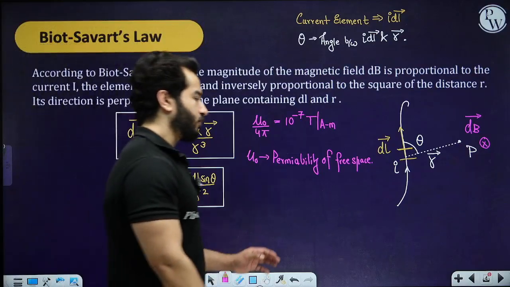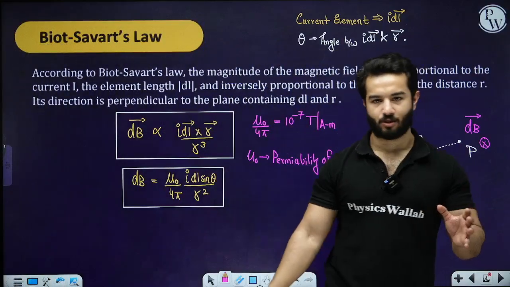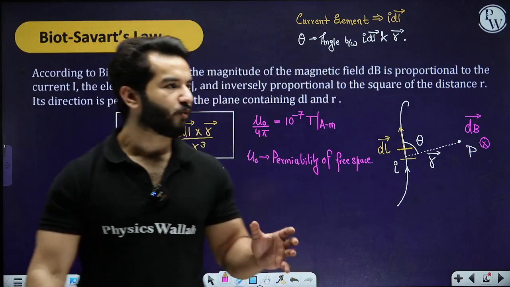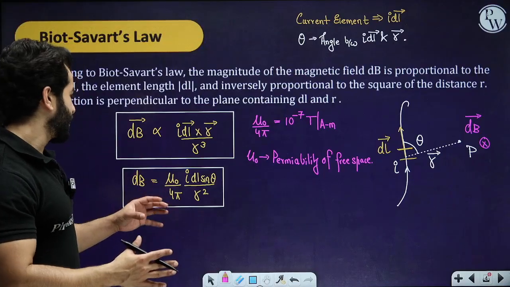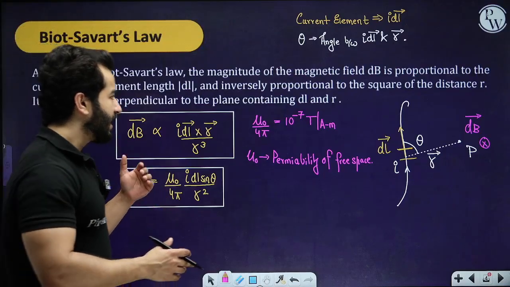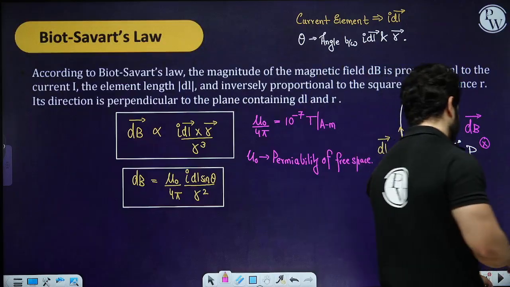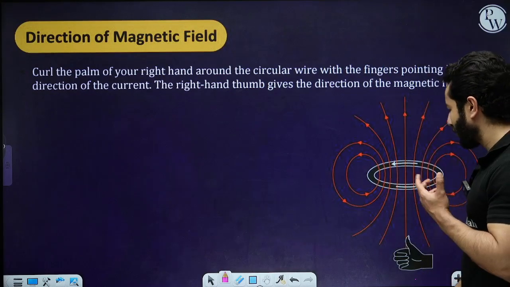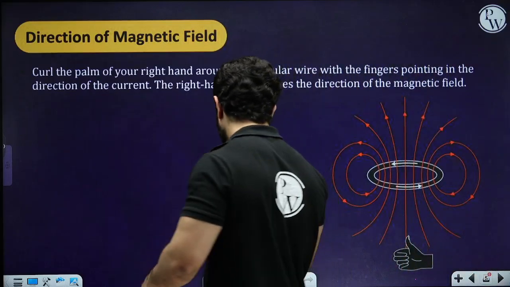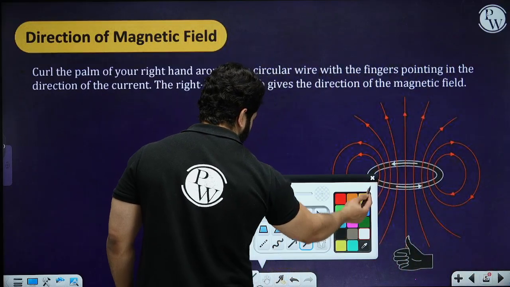So we have completed Biot-Savart's law. That's all what Biot-Savart's law stands for. We have already explained the cross product rule, the direction, dB, everything is cleared. Now we are going to talk about the application of Biot-Savart's law. Okay? Acha, by the way, if someone tells you to find out the direction of magnetic field, it can be found out for two things.